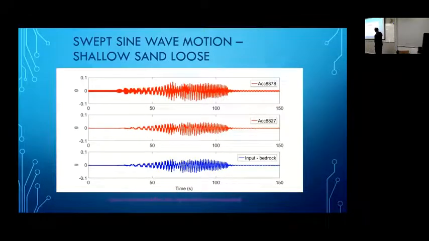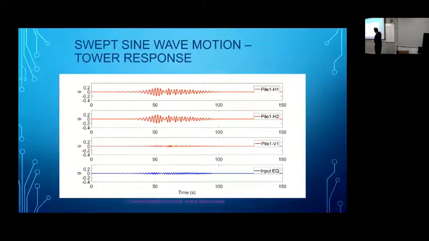However, when it comes to shallow sands, you can see the size of these things is getting bigger. So the accelerations as they come through the loose soil are getting bigger. Now that's one interesting thing. But even compared to that, if you look at what the top of the pile, the top of the tower, is doing, those accelerations are massive.